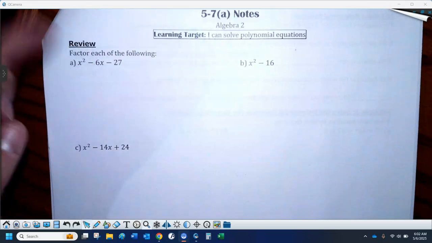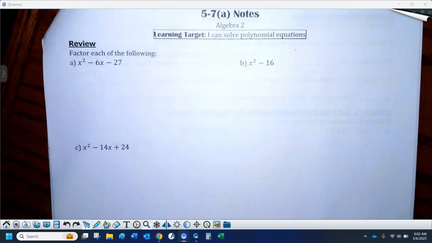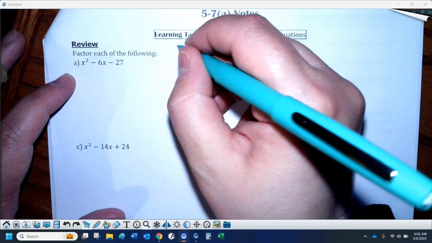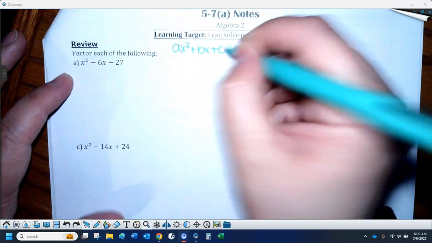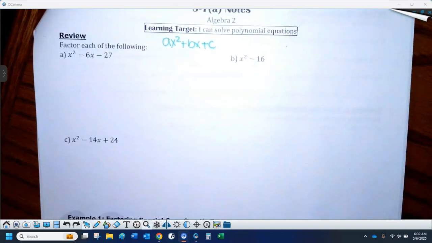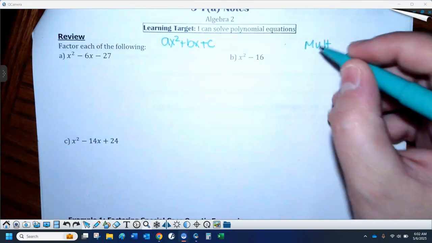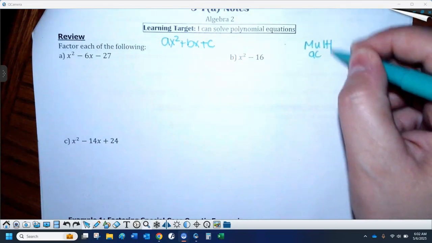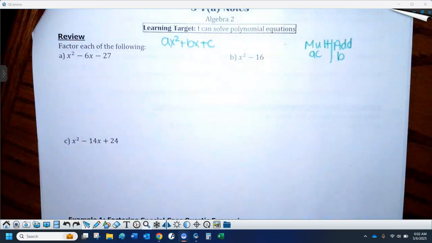You've got an x squared, your quadratic term, a linear term that has an x, and you have a constant. That's your plain number, which is the 27. So these guys are of the format ax squared plus bx plus c. And if you remember from back when we were working on factoring, we're trying to look for two numbers. We're going to multiply a times c and add to b to help us factor.